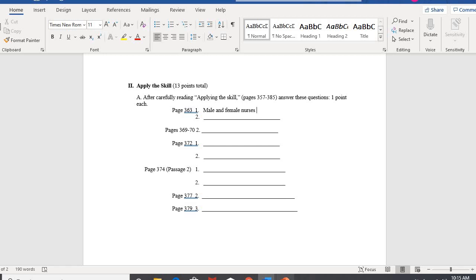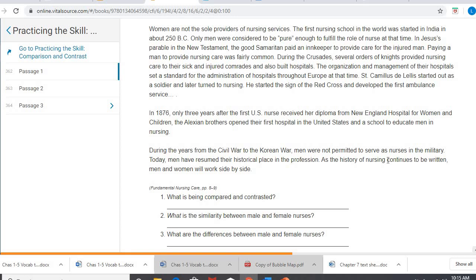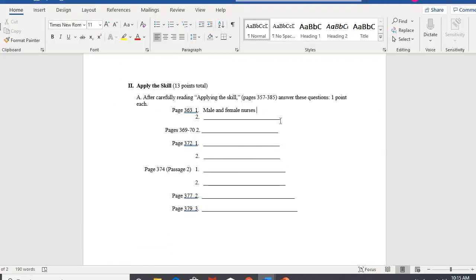Question 2, if we're looking back, says, what is the similarity between male and female nurses? Well, I think maybe the obvious answer would be that they're both providing nursing care. Sorry, I'm trying to type with papers all over me. All right, they're both providing nursing care, right? That's what they're getting at, yeah, we're talking about males versus females, but they're both doing a similar thing, nursing.